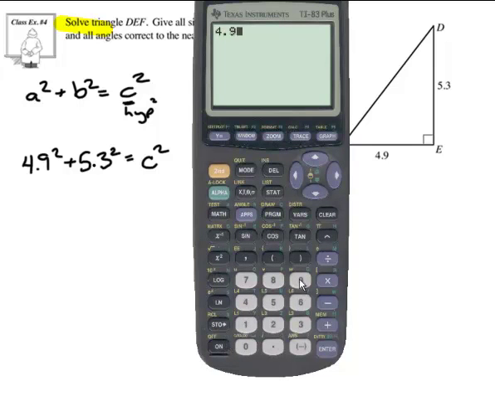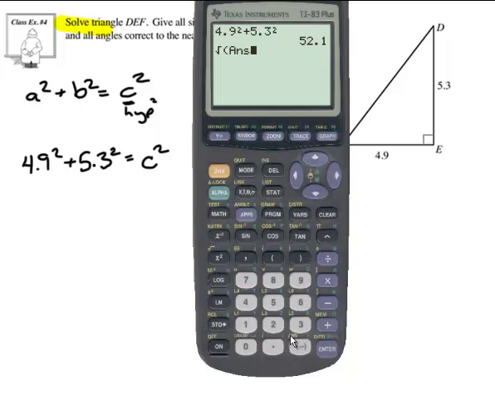I'm going to go 4.9, and I'm going to use the squared button, plus 5.3, also squared. And I get 52.1. Now that's the length of the hypotenuse squared. So what I need to do is square root that answer. So using the shortcut on my calculator, I activate the square root symbol, and then second function, and the negative sign, you'll see it says answer.